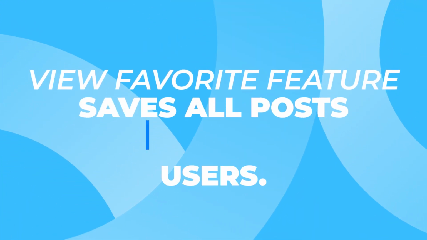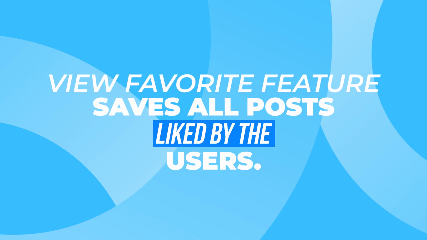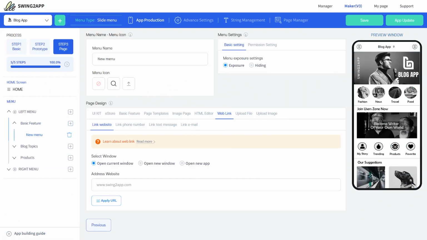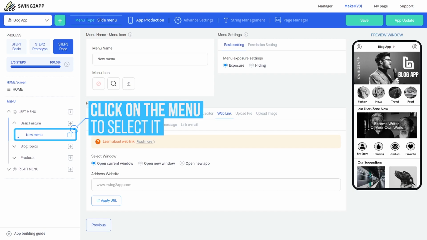In this video, we will discuss one of the basic feature options called the View Favorite Page. The View Favorite Page feature allows the user to see all the app posts and items that they have liked at one time.